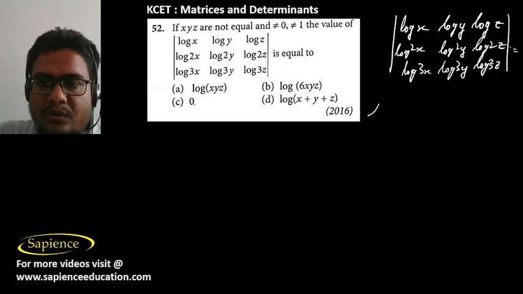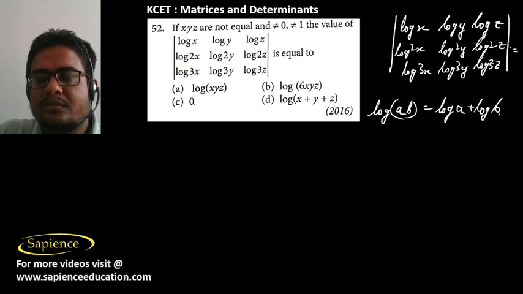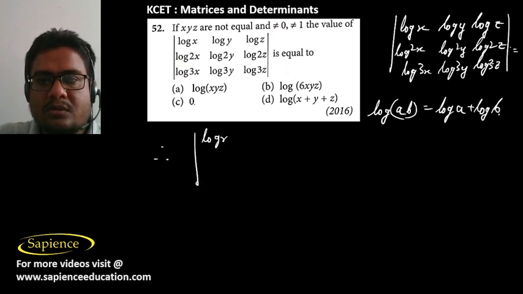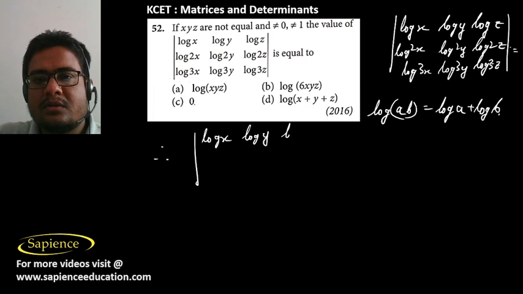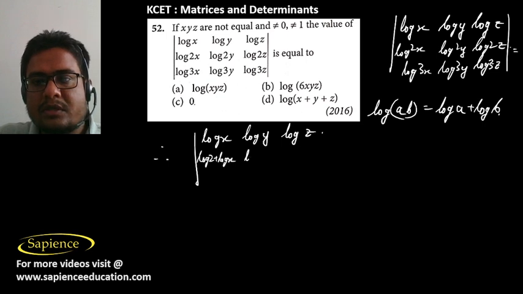So we know that log of AB is equal to log A plus log B. Therefore, this determinant can be written as log x, log y, log z. Here we can write it as log 2 plus log x. Similarly, here we can write log 2 plus log y. This is log 2 plus log z.